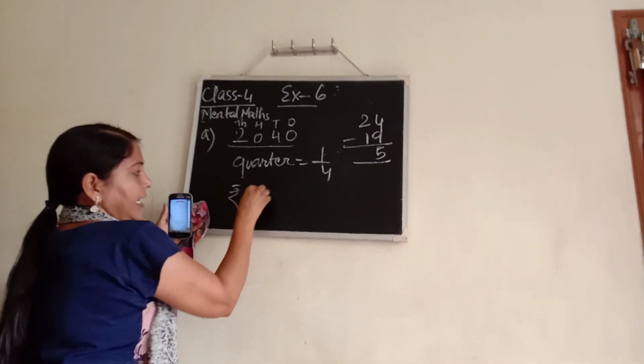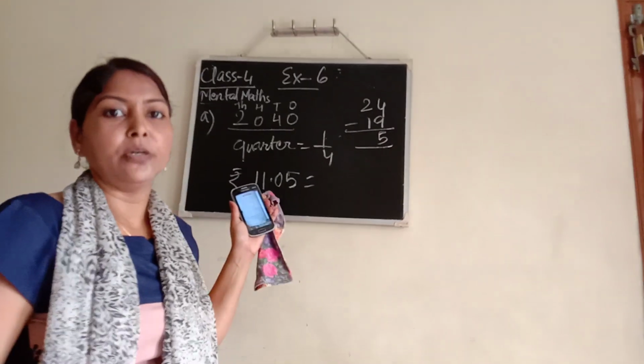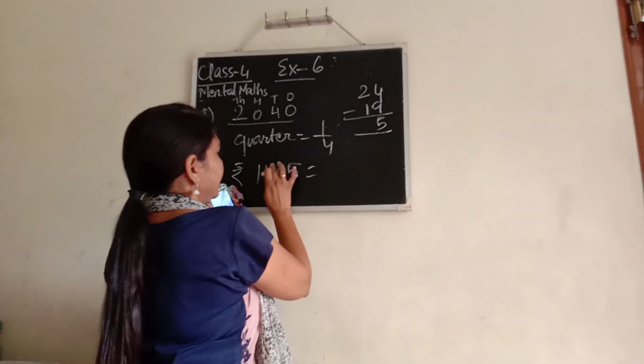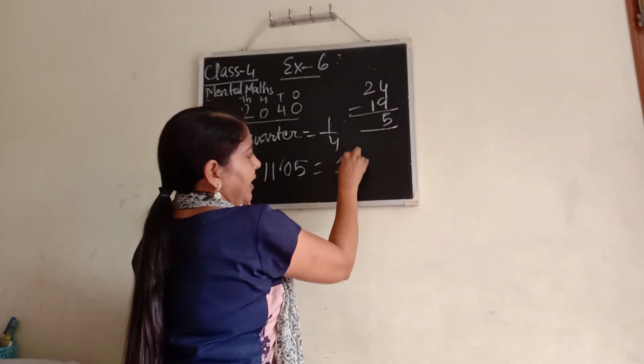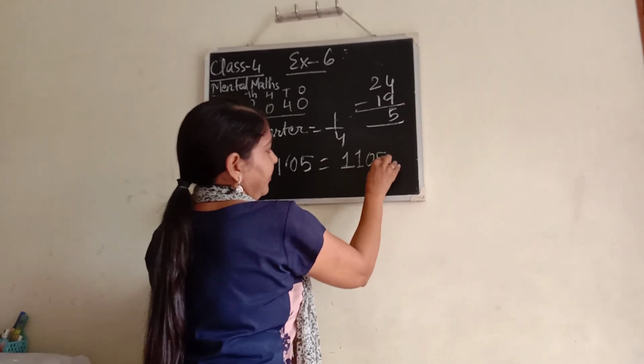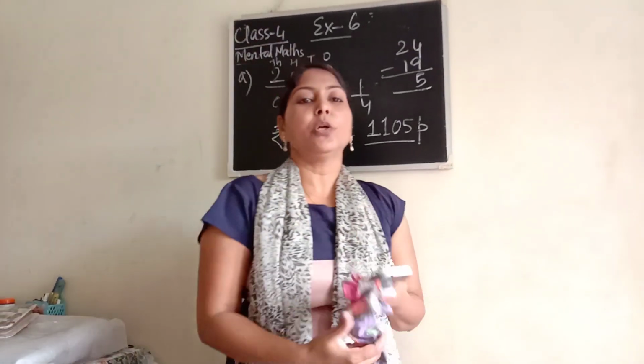Rupees 11.05. So you have to convert this into paise. So just you need to remove this. Okay, and the answer will be 1005 paise. This is your answer. Okay, so what you will do?